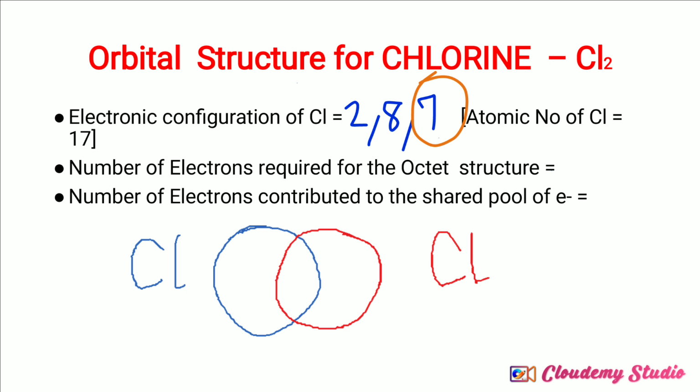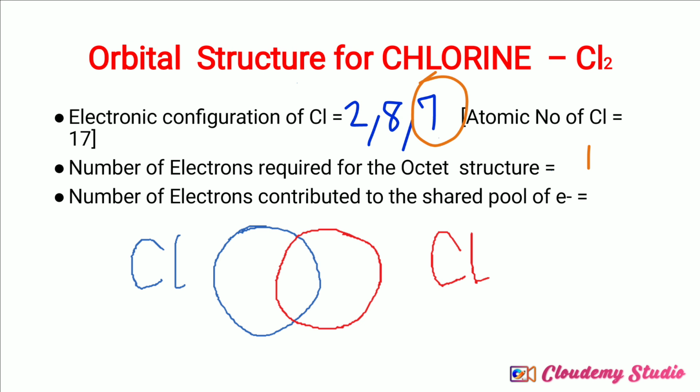In order to attain the stable electronic configuration, that is the octet structure, how many electrons must be there at the outermost shell or the valence shell? 8 electrons. But chlorine has just 7 electrons. It is deficient of 1 electron. So the number of electrons required for the octet structure for each chlorine atom is 1 electron.